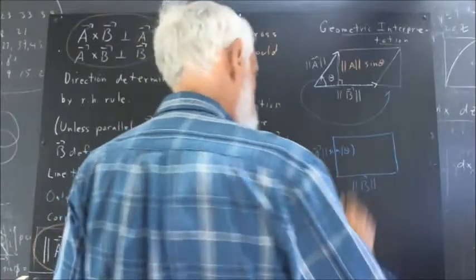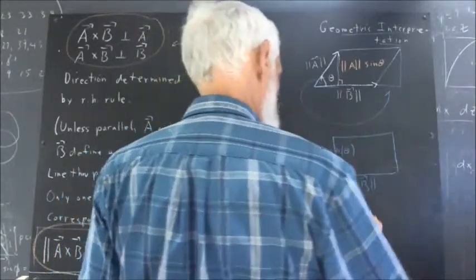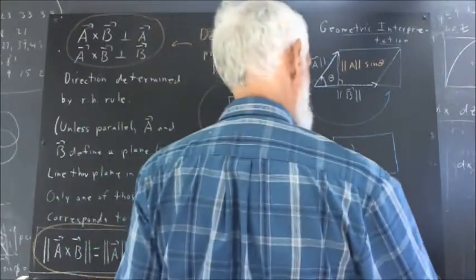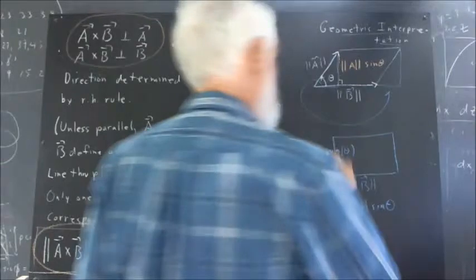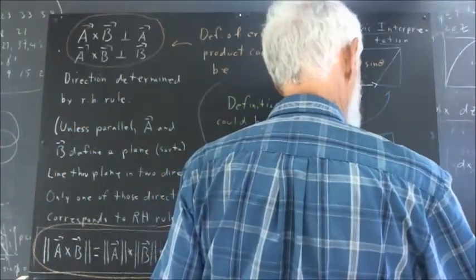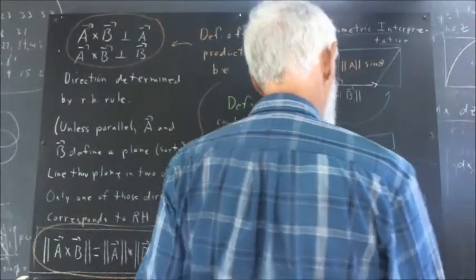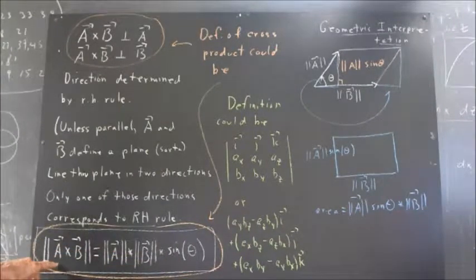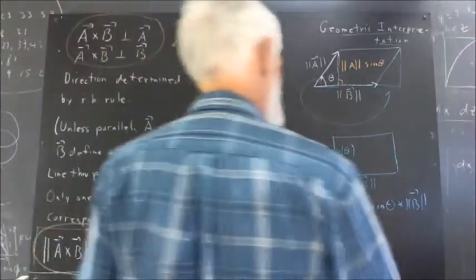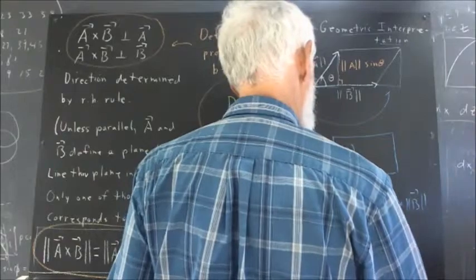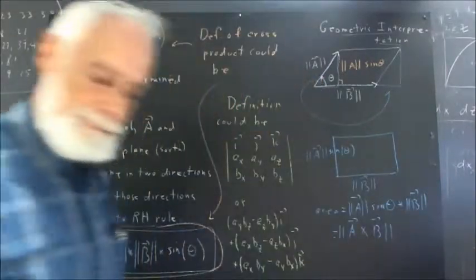So the area is length times width, or width times length, doesn't matter. I'll put it in this order: magnitude of A sine theta, one of the dimensions of our rectangle, times the magnitude of B, and that is exactly what we define to be, or what we can see to be, the magnitude of the cross product. So that equals the magnitude of A cross B.